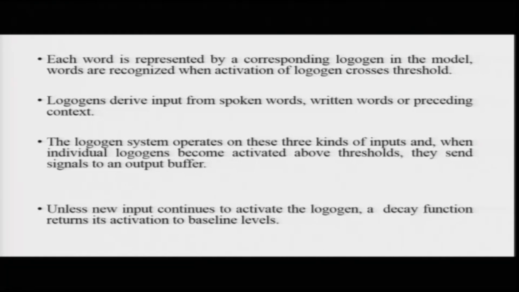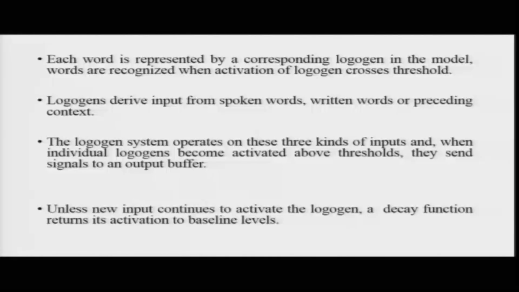Obviously, at some point I will refer to this particular thing, that which word is going to come up. So, the context is also a very important source of evidence for what word is going to come up in the conversation next. The logogen system operates on three kinds of inputs, and when individual logogens become activated above thresholds, they send out signals to the output buffer, wherein you say, yes, I recognize this word, or you can take the name of the word.